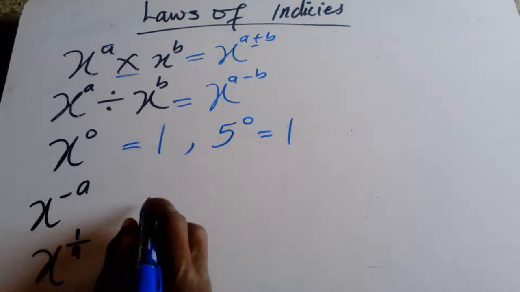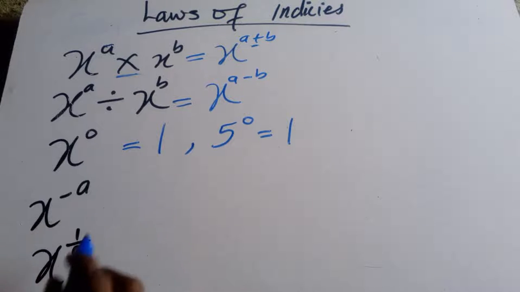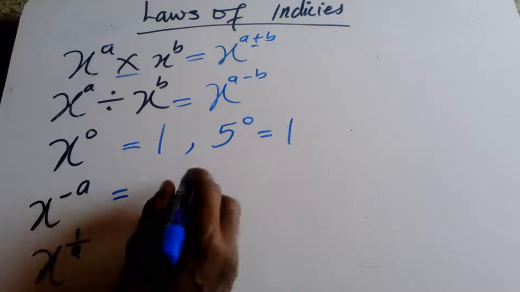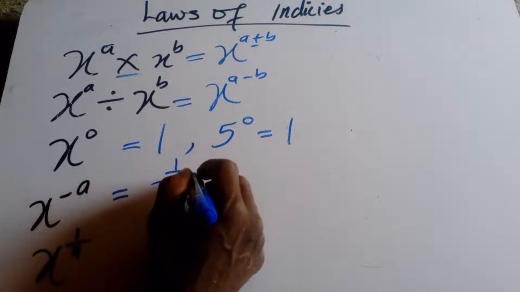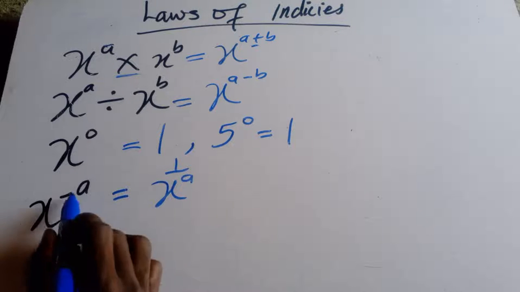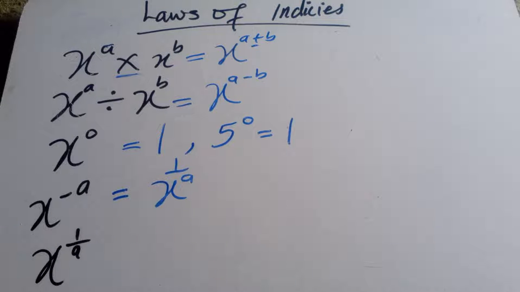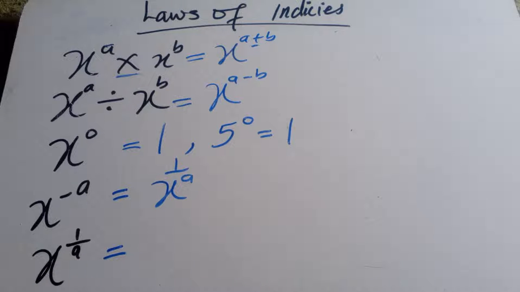Okay, then once we get x raised to the power minus a, here you can easily change the minus to all over, that is the inverse. You can take the inverse of x raised to the power a as 1 all over x raised to the power a. Okay, for you to remove the raised power minus a, you can put it in place like this.